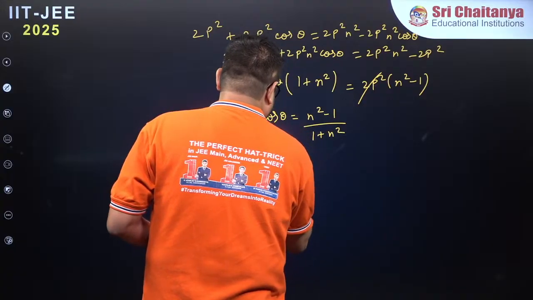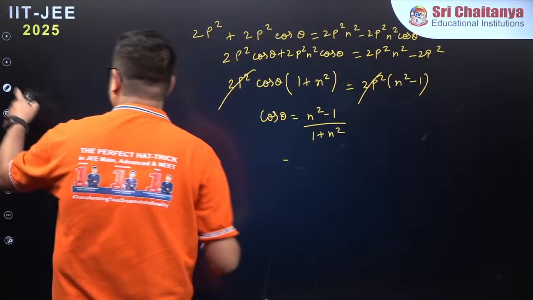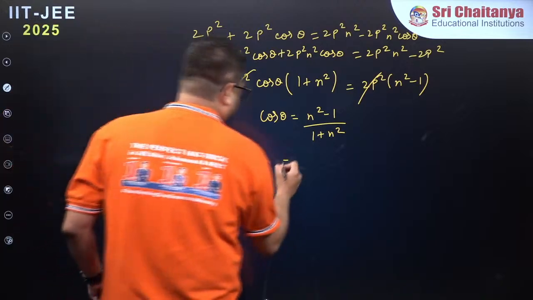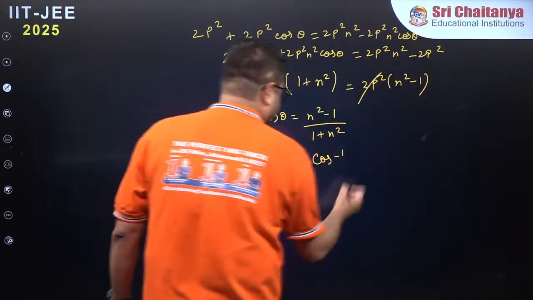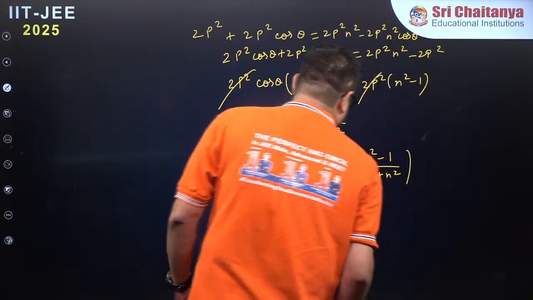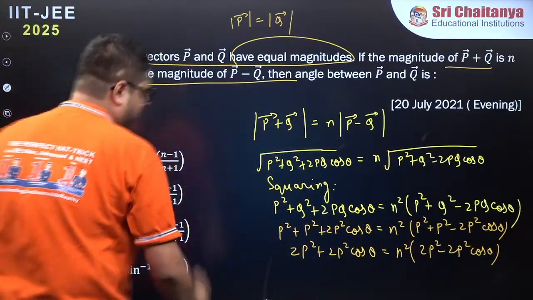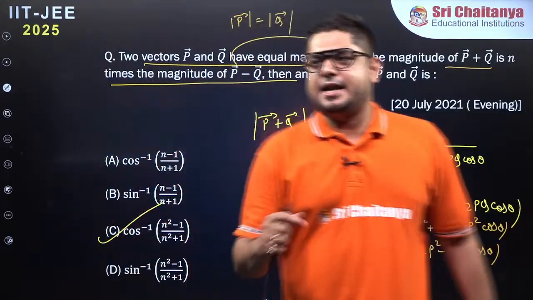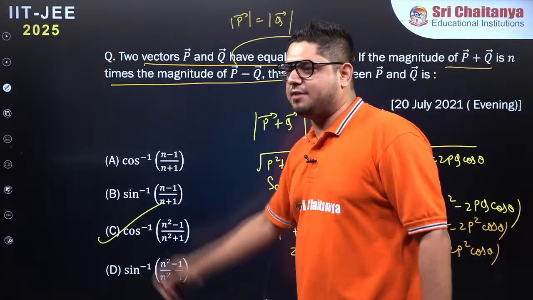So theta can be written as cos inverse of, you know the representation very well, how to convert theta in terms of ITF, the inverse trigonometric function, which I've already mentioned a couple of times in this bridge course session. So cos inverse of n square minus 1 by 1 plus n square. Which option is it? Option C is going to be the correct option to this question, which matches our given list of options.